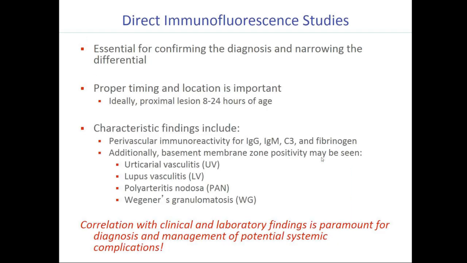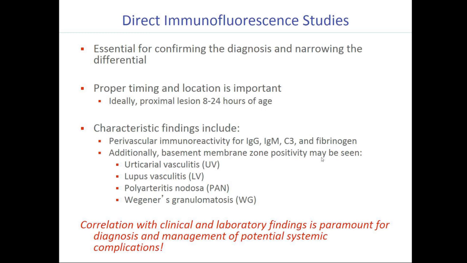I'm a huge proponent for direct immunofluorescence. I find it to be essential for narrowing the differential in a large number of cases, and I encourage our inpatient dermatologists to always obtain a second biopsy for performing direct immunofluorescence. The timing and location of that biopsy is critical. Ideally, you want a proximal lesion of 8 to 24 hours of age. And characteristically, we find immunoglobulin deposition around the vessel wall, and I'll talk about some cases where basement membrane zone positivity, in addition to the vessel wall immunoreactivity, can be quite helpful.